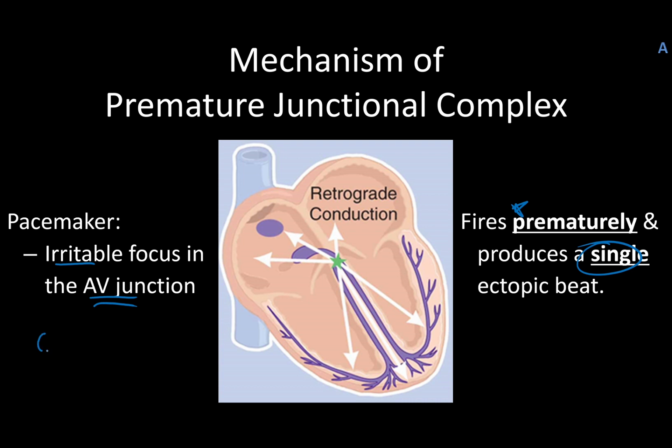The QRS will be normal. Nothing funky about that. It's not an entire rhythm, just a single ectopic beat, and you have that retrograde conduction, or backwards. So you're going to be looking for the inverted P.